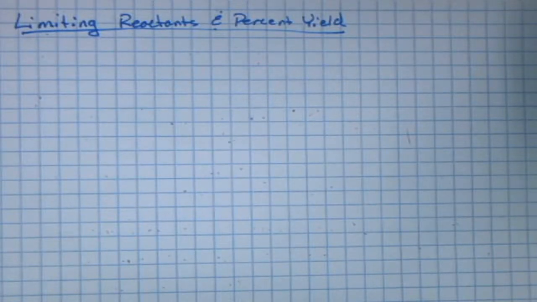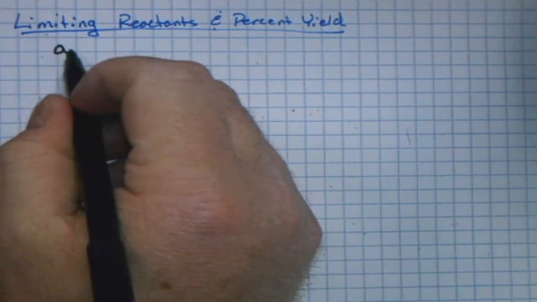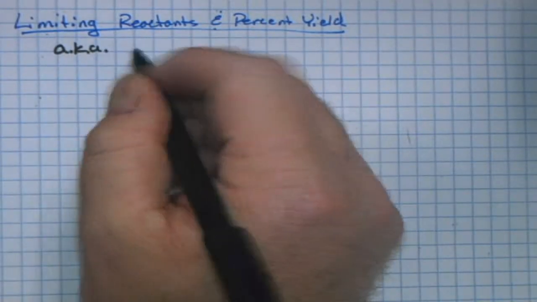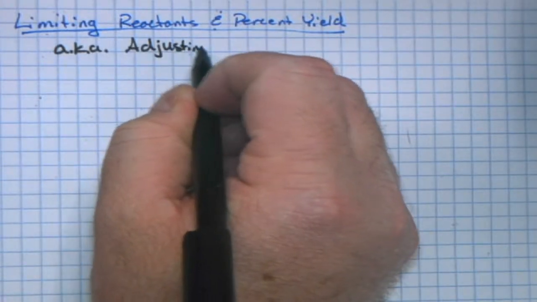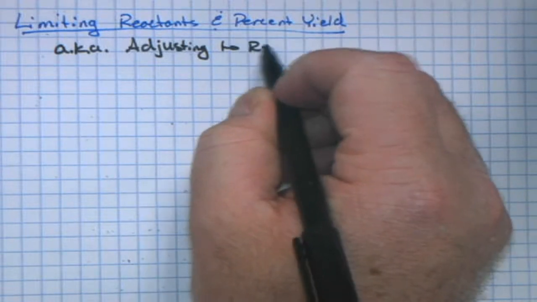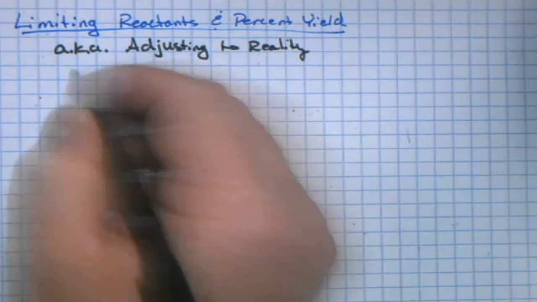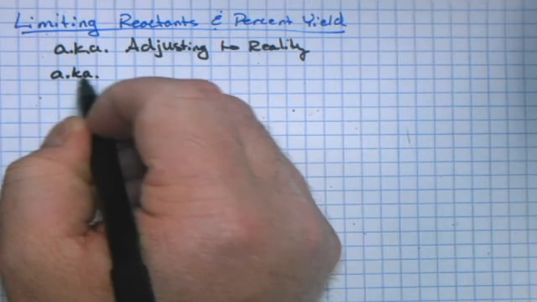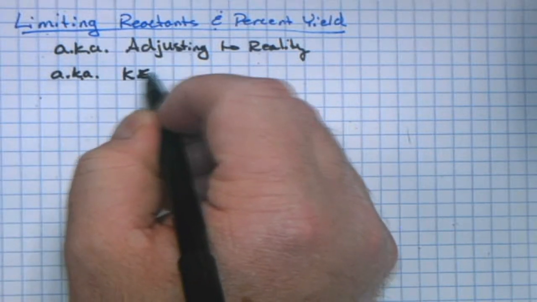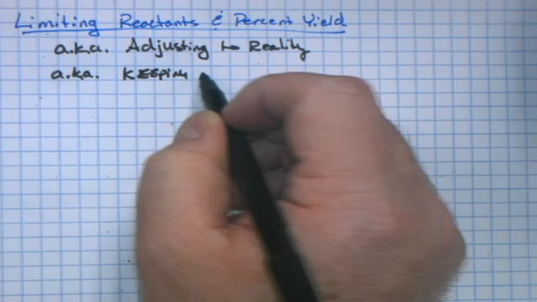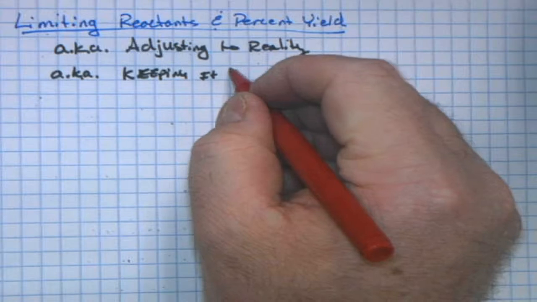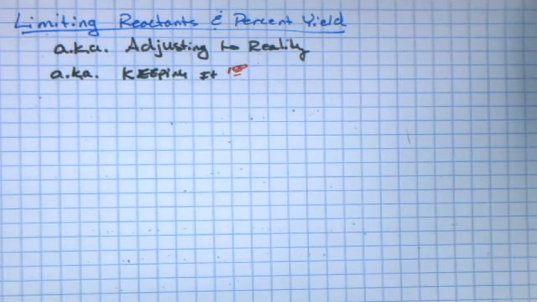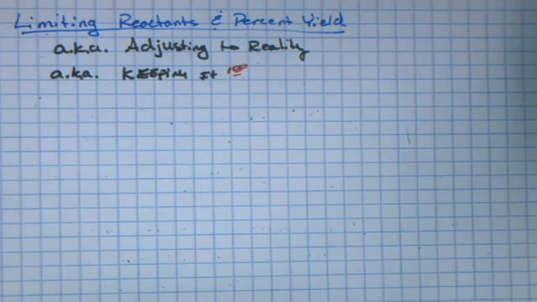Okay, today's lecture is on limiting reactants and percent yield. This is also known as adjusting to reality. Or as the kids like to call it, keeping it 100, right?